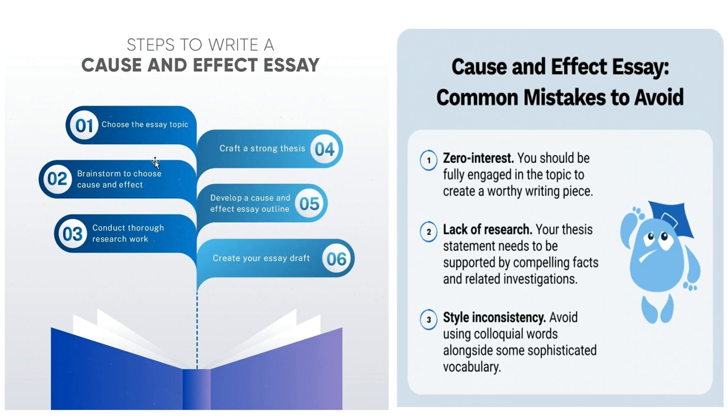That means generally if you want to write an effective cause and effect research paper, you do common mistakes. Here is some guidance to resolve the unavoidable common mistakes. That is zero interest. You should be fully engaged in the topic to create a worthy writing piece.